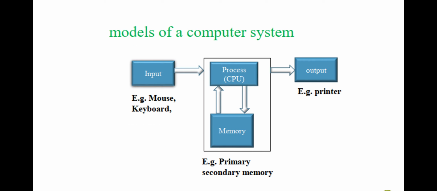Models of a computer system. Input, process, CPU, output, memory. Input, e.g., mouse, keyboard. Output, e.g., printer. Primary and secondary memory.